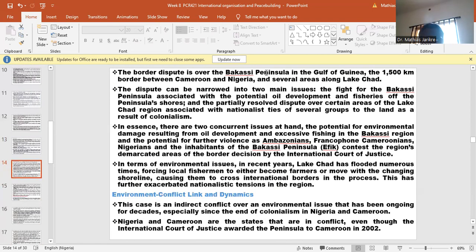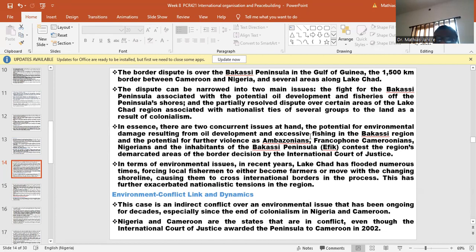The border dispute covers the Bakassi Peninsula in the Gulf of Guinea, the 1,500-kilometer border between Cameroon and Nigeria, and several areas along the Chad region. The dispute can be narrowed into two main issues: the fight for the Bakassi Peninsula associated with the potential oil development and fisheries of the peninsula shores, and the partially resolved dispute over certain areas of the Lake Chad region associated with nationalist ties of several groups to the land as a result of colonialism.